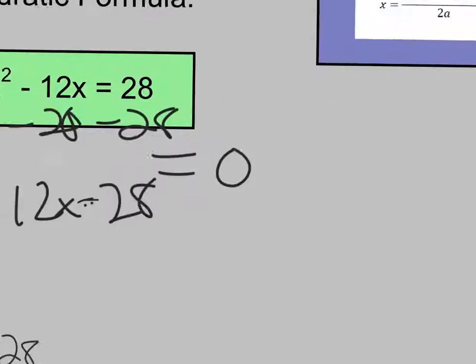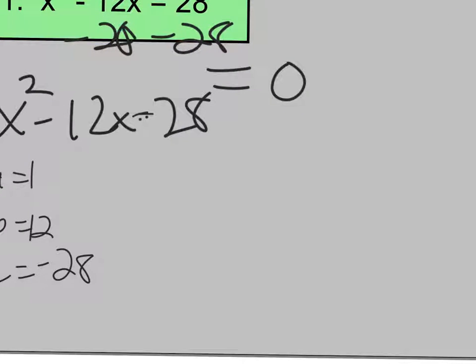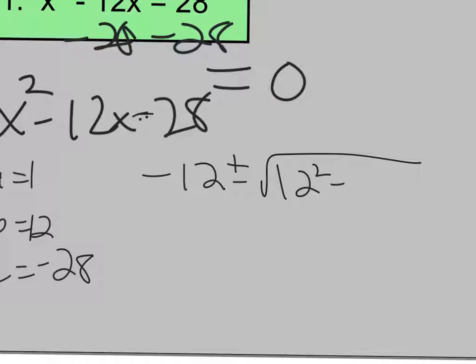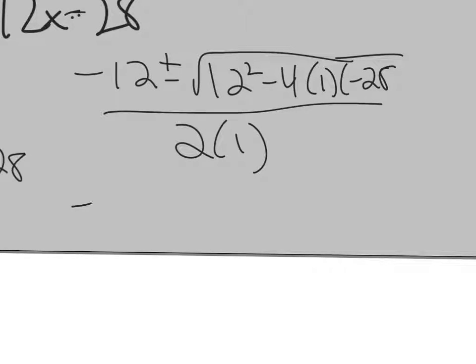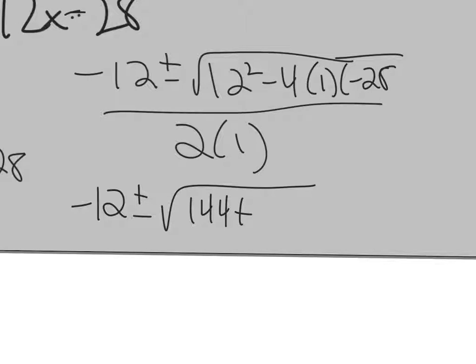So x equals negative b. So it's going to be negative 12 plus or minus the square root of 12 squared minus 4 times 1 times the negative 28, all over 2 times 1. So obviously, order of operations plays a big role in here. So if I put this together, keep the negative 12 plus or minus, that's 144 plus, because I've got a minus here and a minus here, 4 times 28 is going to be 112, all over 2.